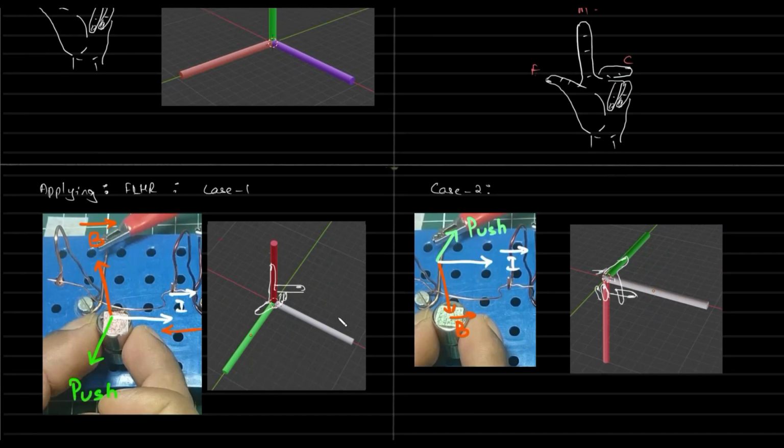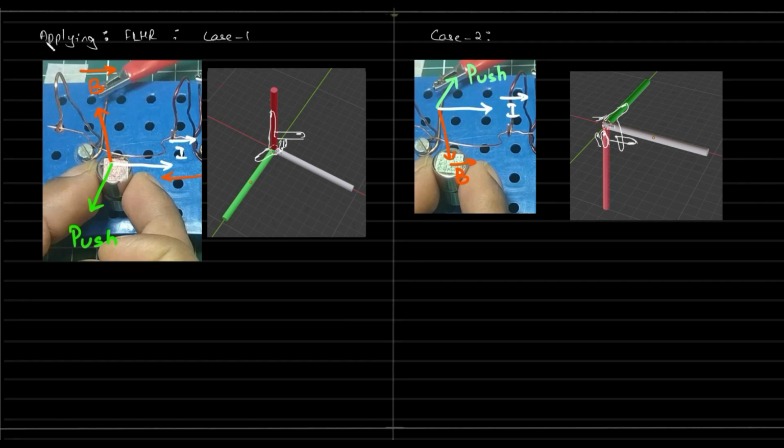I'll explain what exactly is happening. Let's apply this to the video which we watched, the experiment which we did. Here in the first case, hold out your left hand in this way. First orient your middle finger in the direction of the current, that is from left to right. Hold your index finger up, in this way.